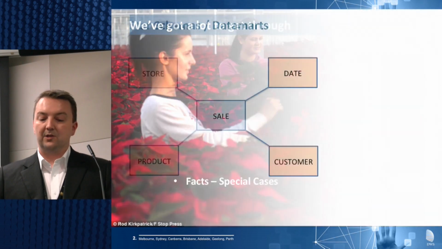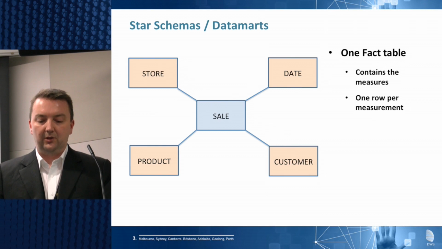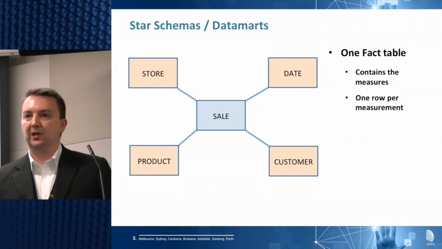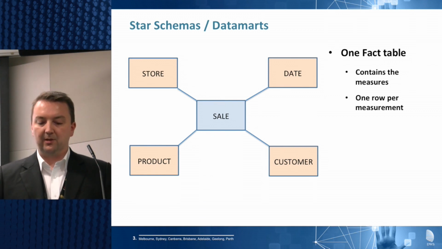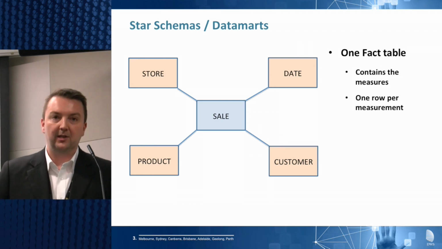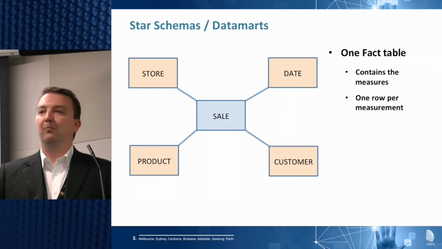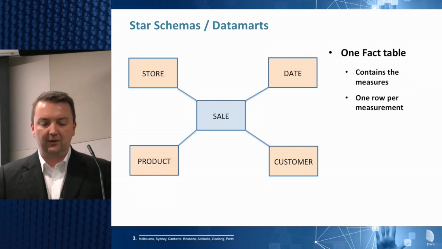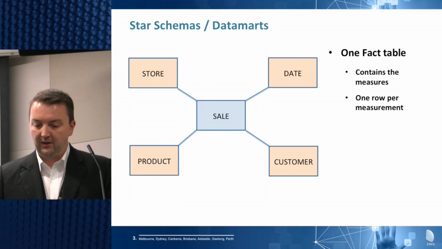Okay. Still on the revision side, we need to understand what a star schema is, or in Ralph Kimball's nomenclature, a data mart. So a star schema involves one fact table, that's the fact table in the middle. The fact table contains the measures, numerical measures, usually additive, like number of units or amount tendered. And there is one row in the fact table per measurement.